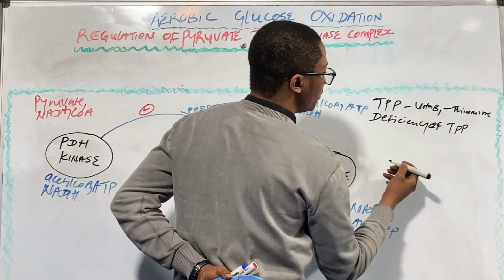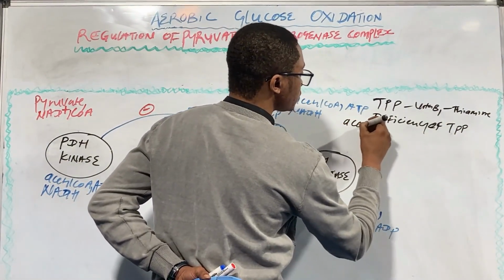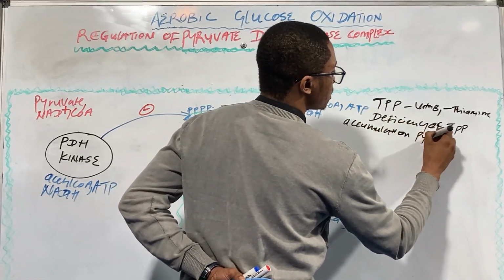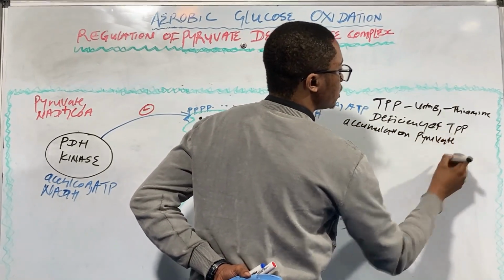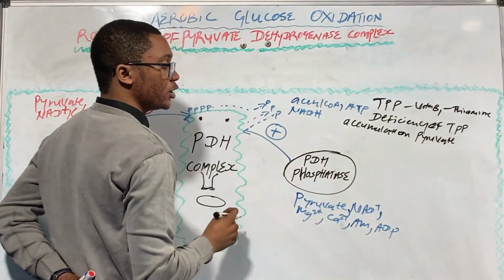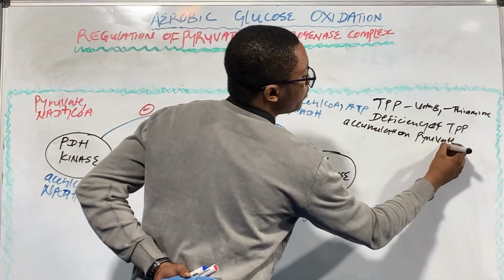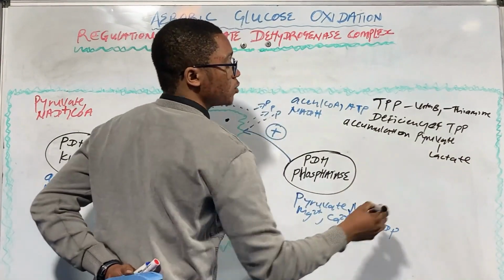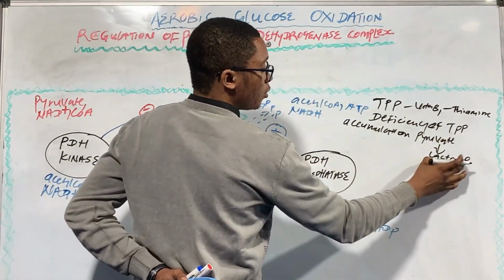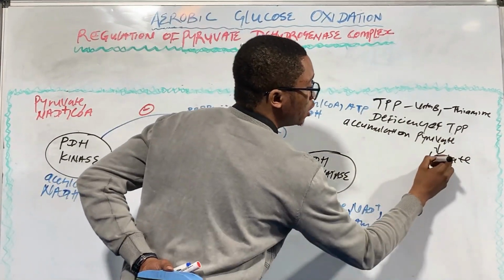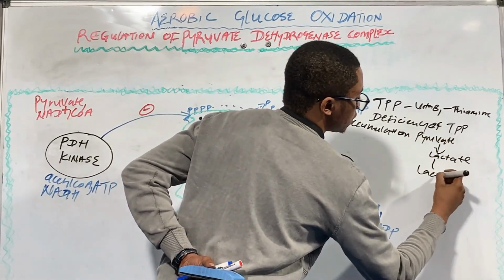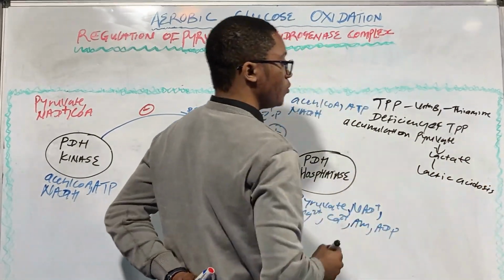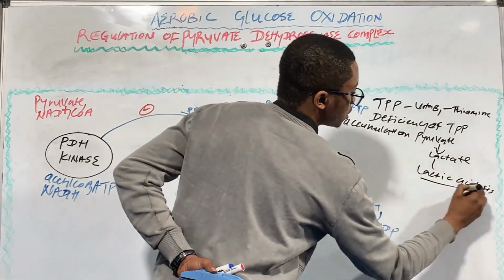So there's a deficiency of TPP, so there's an accumulation of pyruvate. When pyruvate is accumulated in the body, it will be converted to lactate, and a lot of conversion of pyruvate to lactate will lead to what? Lactic acidosis.